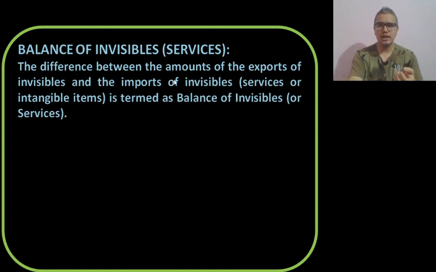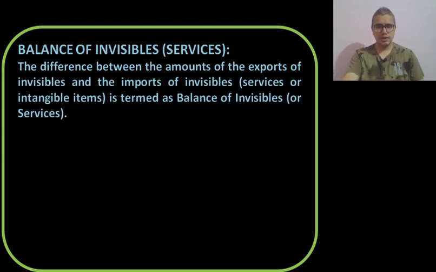So here we see that the difference between the amounts of the exports of invisibles and the imports of invisibles, that is services or intangible items, is termed as balance of invisibles or services. So if we deduct import of services or import of invisible items from the export of services or invisible items, then we will get the balance of invisibles, or it is also known as balance of services.